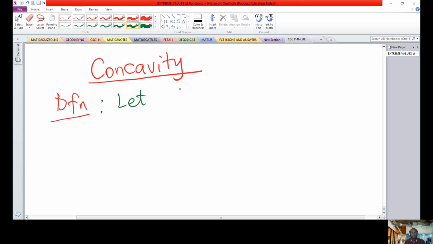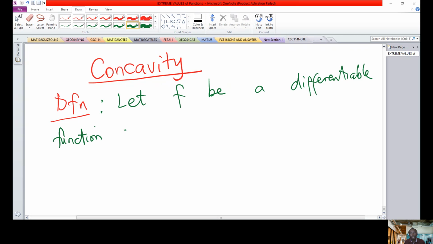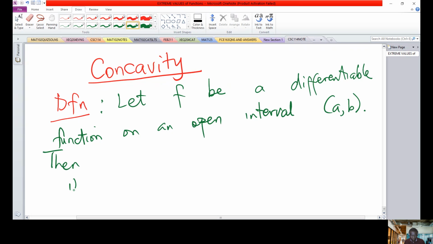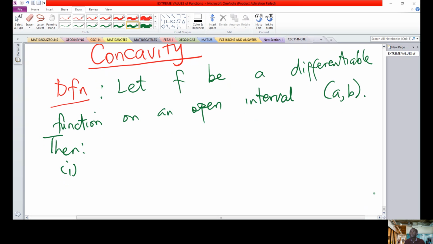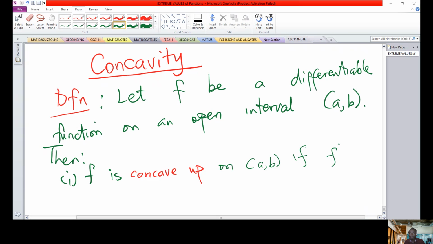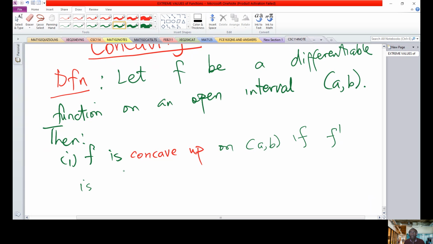Let f be a differentiable function on an open interval AB. Then, one, f is concave up on AB if f prime is increasing on AB.